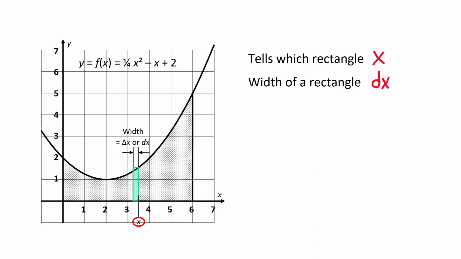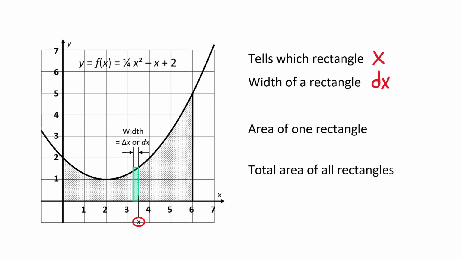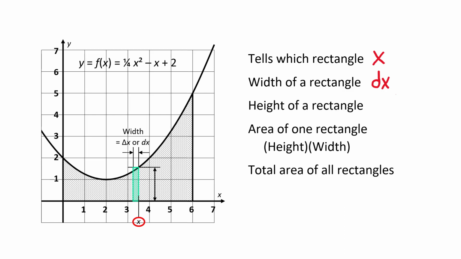Now that we have notation for the way the region is broken up into rectangles, we need to remind ourselves of what we are trying to find. We want the area of the entire region, which we are going to find by adding up the areas of the narrow rectangles. So we need the area of one rectangle. The area of one rectangle is height times width. We have the width, it is dx. We need the height. The height is measured vertically, so it is y.